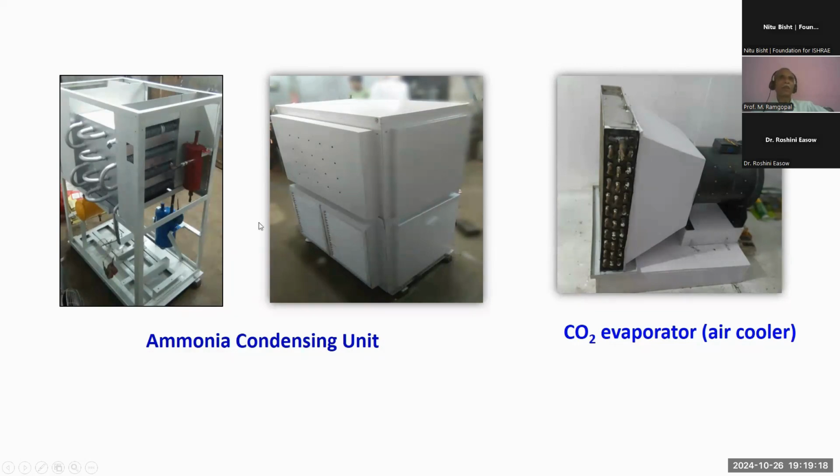So this is the fin and tube type. This doesn't have the compressor. The compressor will be placed here, along with other things, fan, etc. So this is the condensing unit after everything is assembled. And this is the CO2 evaporator. You can see that it is a fin and tube type heat exchanger through which CO2 will be flowing and air will be flowing through this. This entire thing is kept inside a duct.